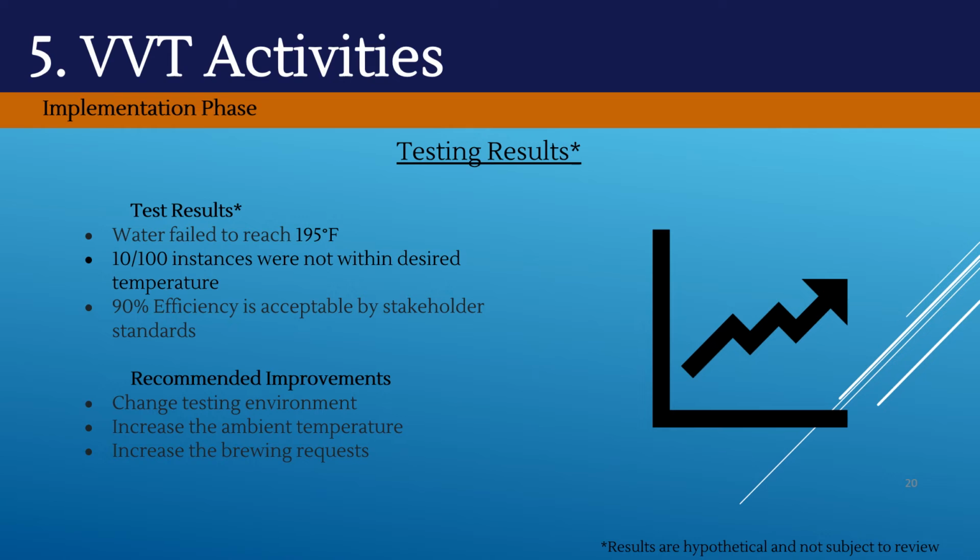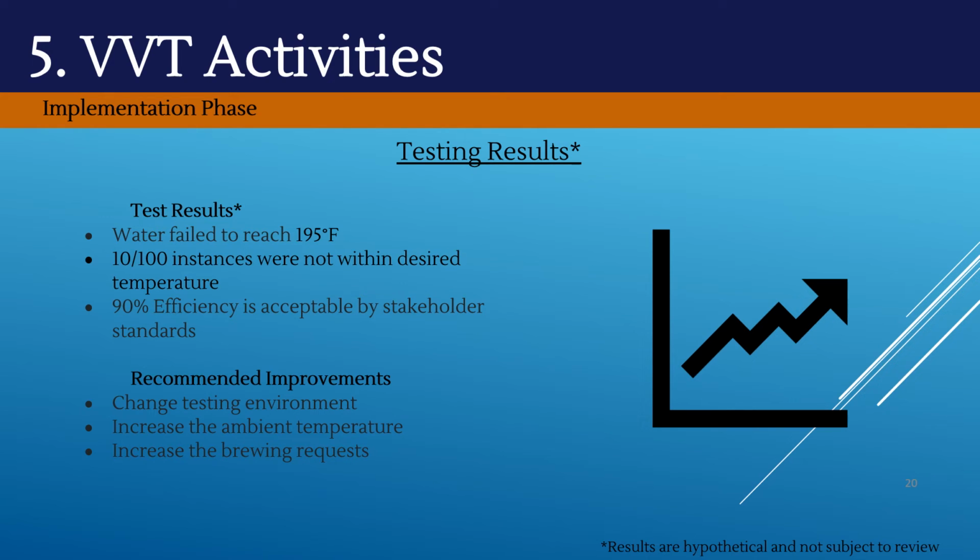Again, testing results are very important for everyone on the project. And with every failure, it doesn't mean that it will fail completely. So an example is there's a test that failed. The water didn't reach 195 degrees, but it only happened 10 out of 100 times it was tested. So that means there's a 90% efficiency that it does hit 195 available.